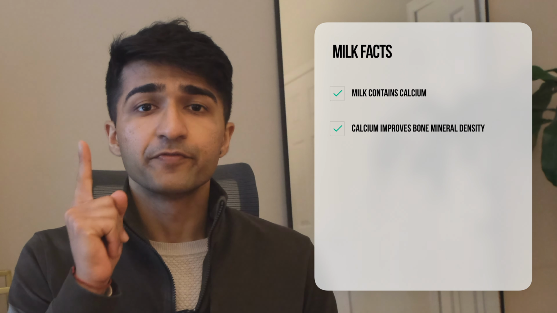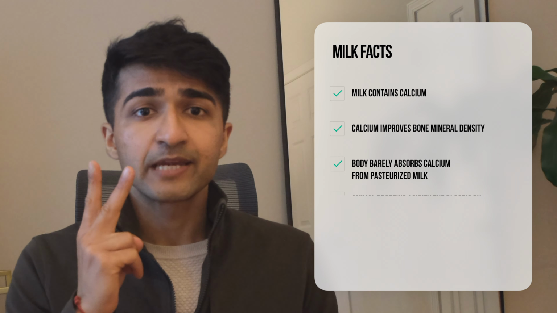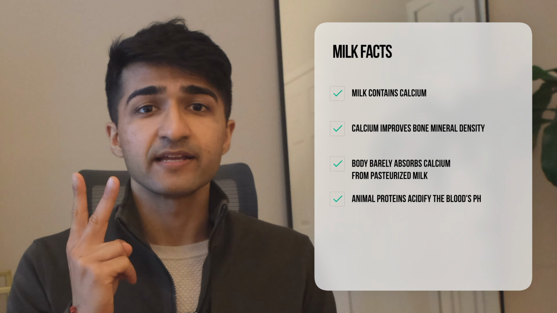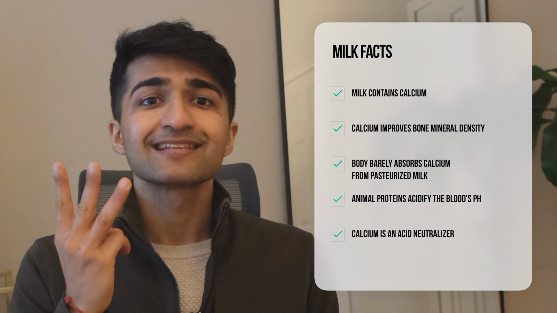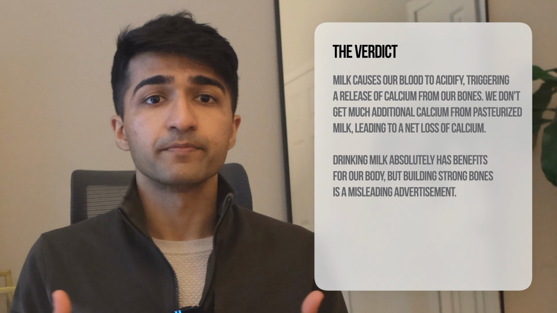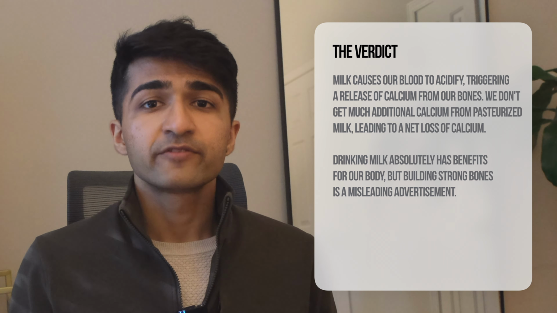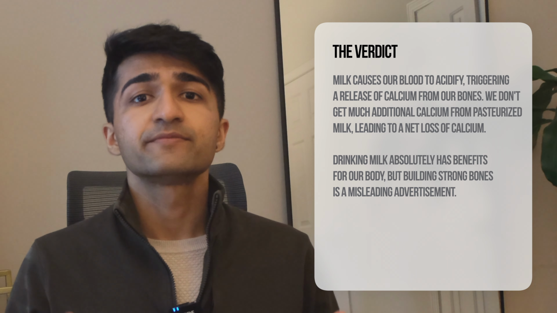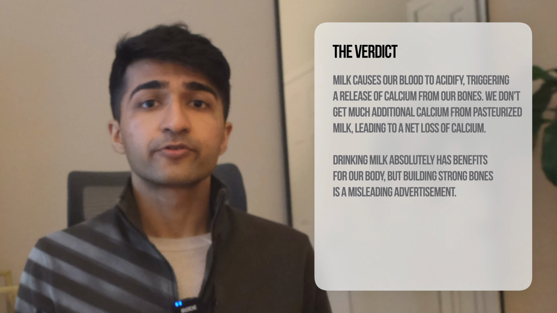Number one, the body barely absorbs calcium from pasteurized milk. Number two, animal proteins acidify the blood's pH. And number three, calcium stored in bones is an acid neutralizer. The net effect has consistently led to decreased calcium in bones and thus weaker bones. At this point, it's worth pointing out that there are plenty of alternative sources of calcium that are seldom mentioned, including beans, tofu, kale, collard greens, and broccoli.